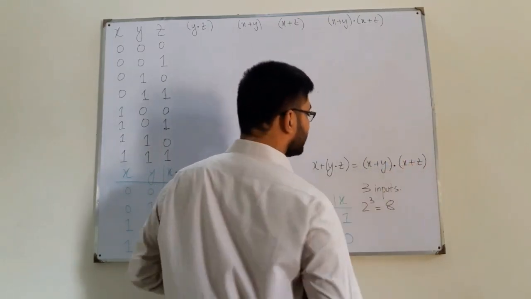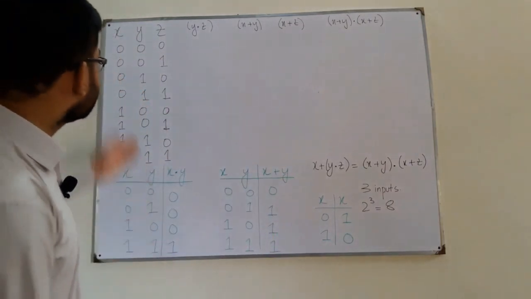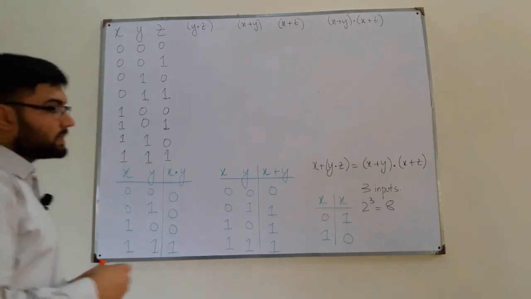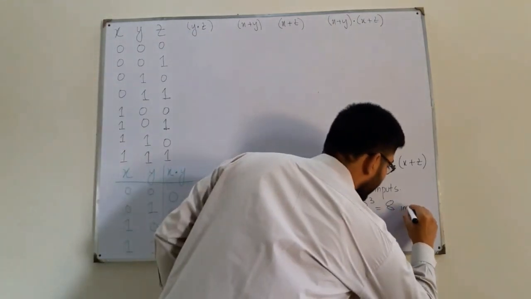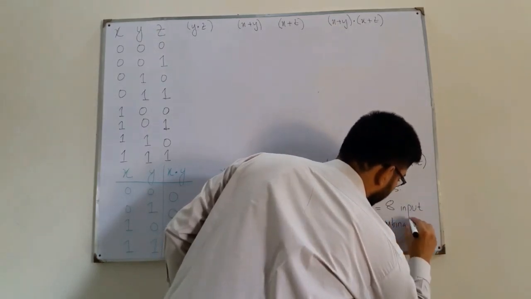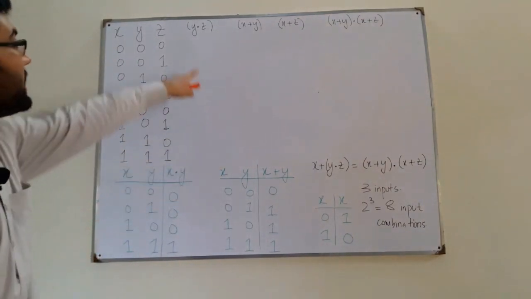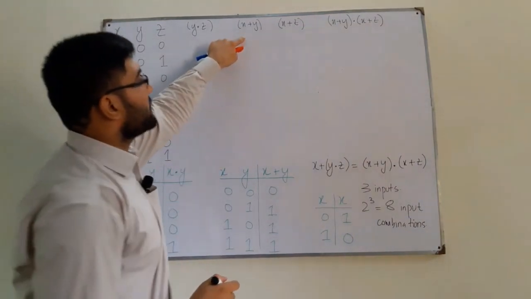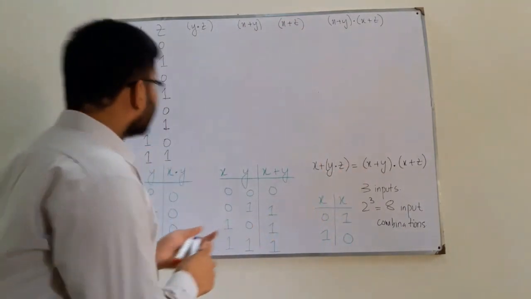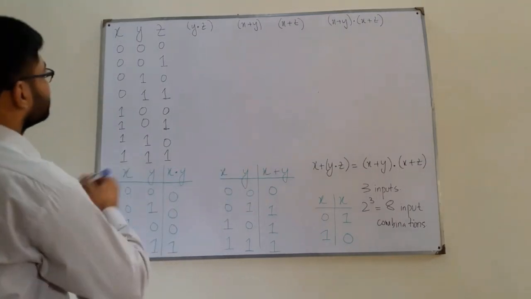Okay, so we have three inputs x, y, and z, and so 2 to the power 3 is equal to 8 input combinations. Let me complete this down as well. 8 input combinations we have. All right, so y AND z, x OR y, x OR z, and then the AND of these two. So let me do this. So y AND z first.